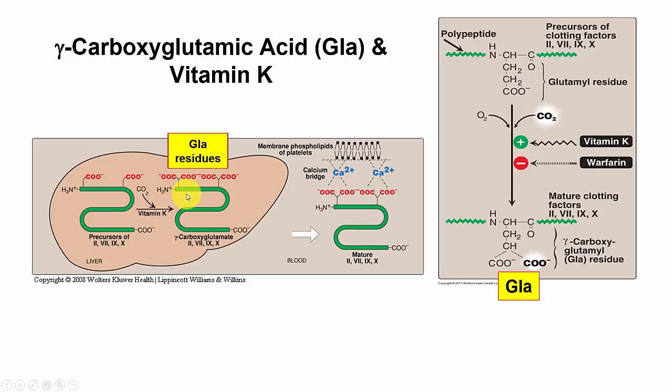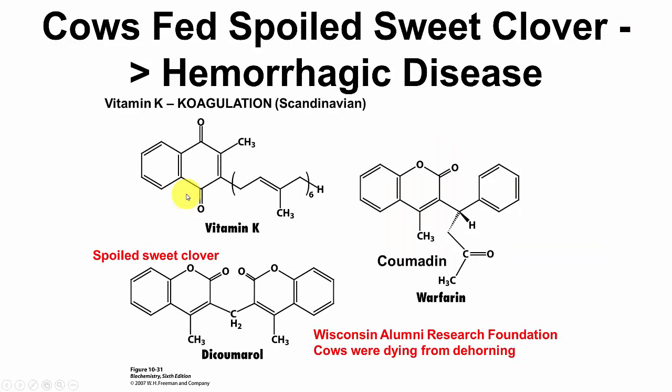Now, with the extra carboxyl groups on these proteins, in the mature form that comes into the blood, remember this all occurs in the liver, once it gets out in the blood, then these double carboxyl groups can bind calcium. And then once they bind calcium, that helps them to bind to the membrane phospholipids of platelets, and so aggregates them at the site of clotting.